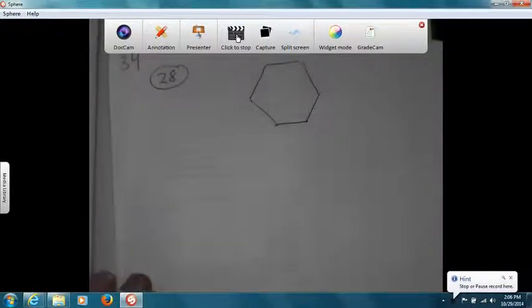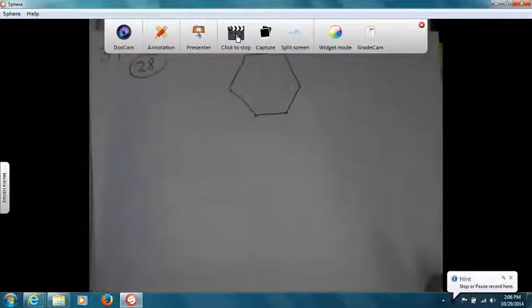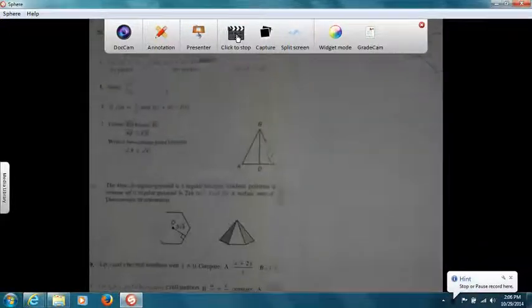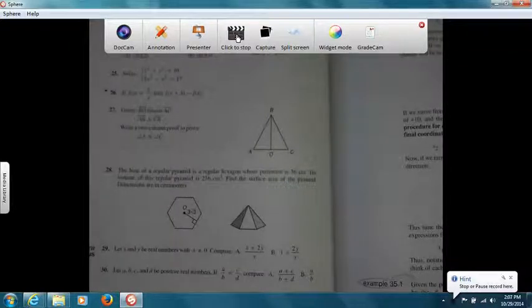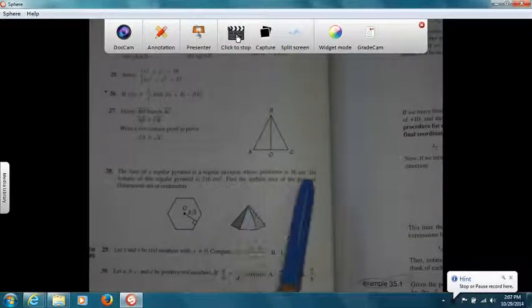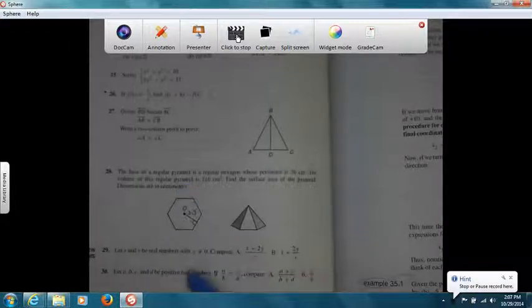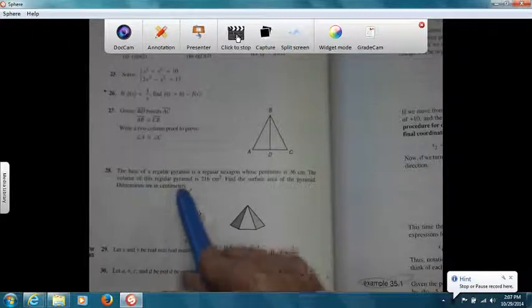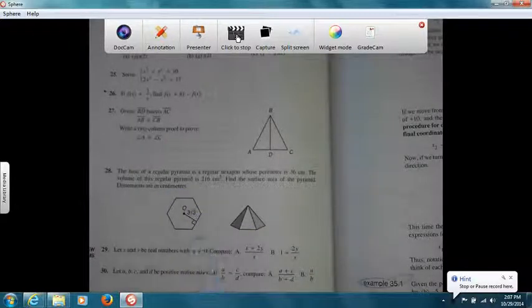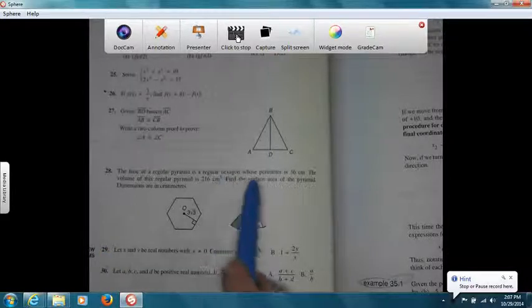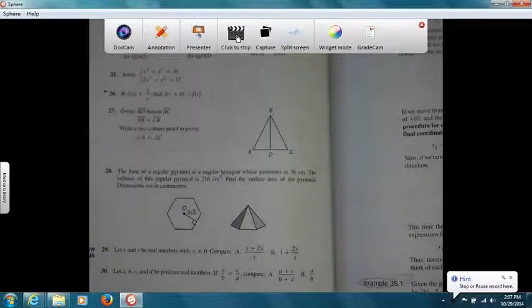This is lesson 34, number 28, and this question is asking us about this little pyramid here. It says the base of a regular pyramid is a regular hexagon whose perimeter is 36. Because the perimeter is 36, and there are 6 sides and it's regular, all the sides are the same length, so I can label these sides all as 6. The volume of this regular pyramid is 216 centimeters cubed. Find the surface area of the pyramid.